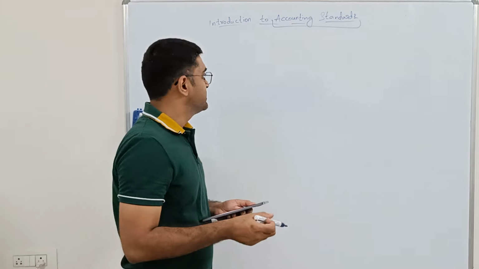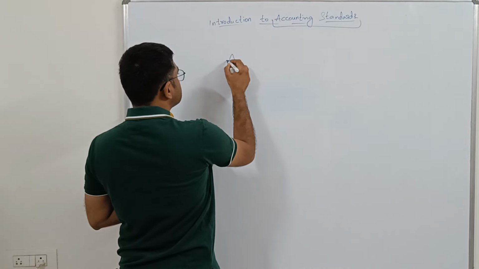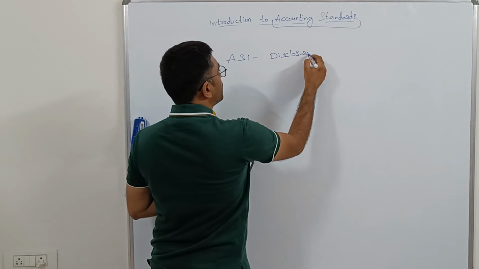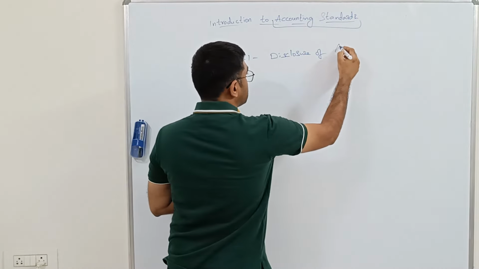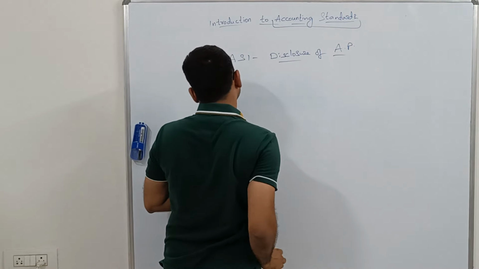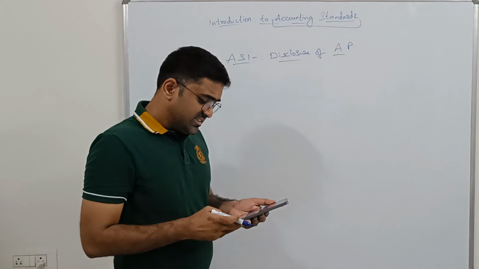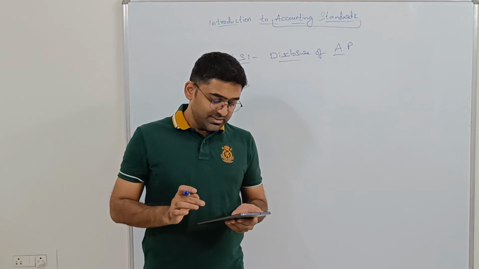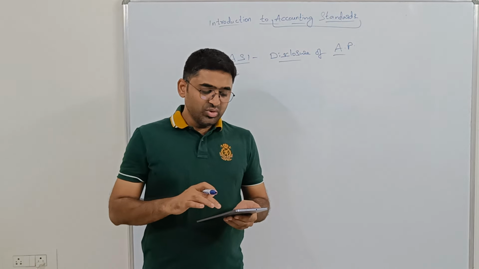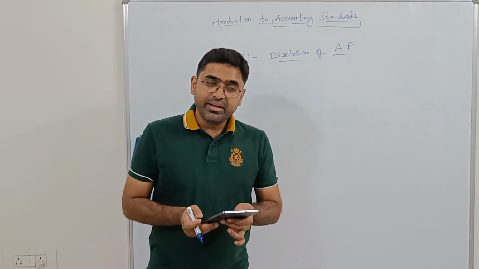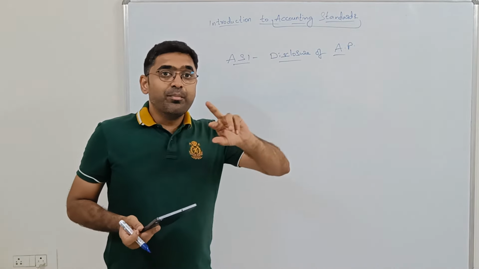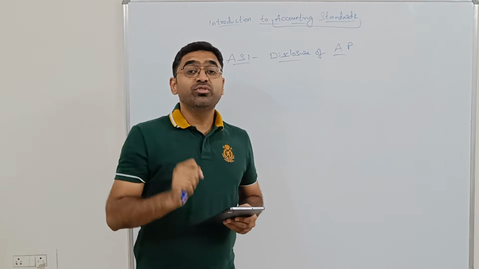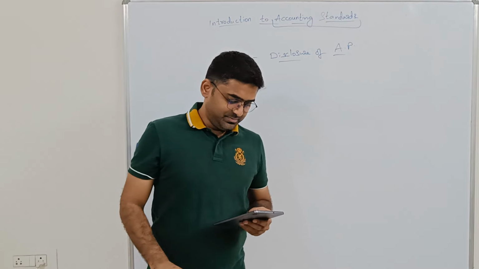Accounting standard 1 is disclosure of accounting policies. AS1. Disclosure of accounting policies. Accounting policies, I will mention as AP. So, what is an accounting policy in the first place? Want to try? Okay. So, in financial statements, there are many places where more than one type of accounting treatment is possible. So, which treatment you are going to follow is your accounting policy.